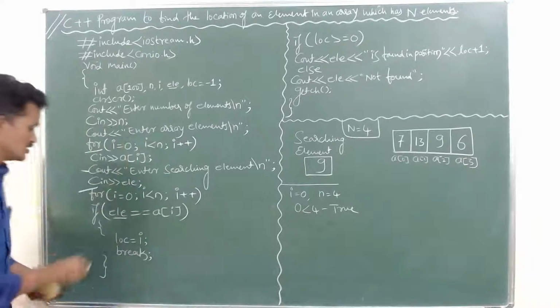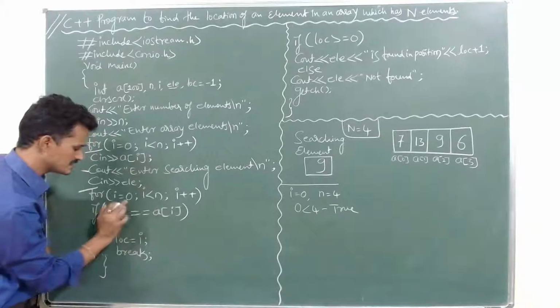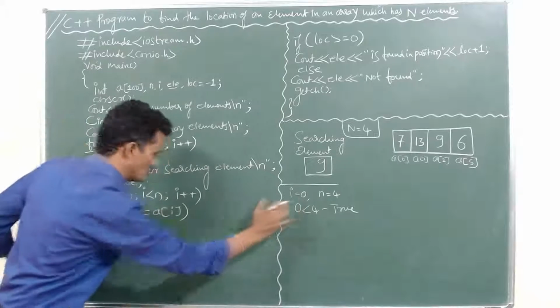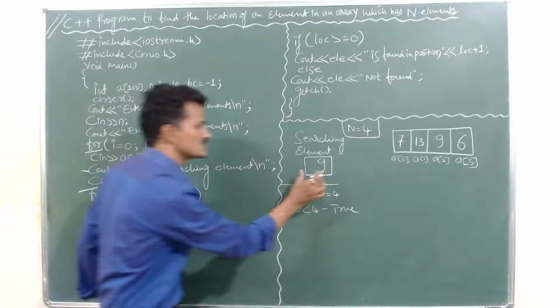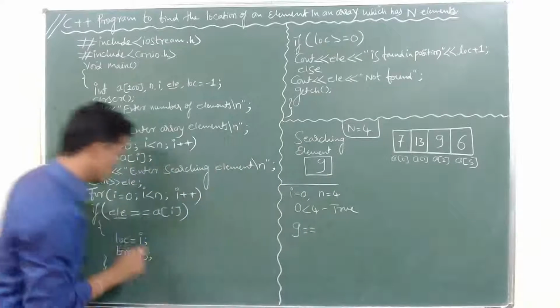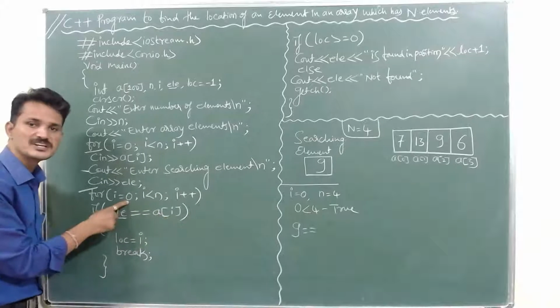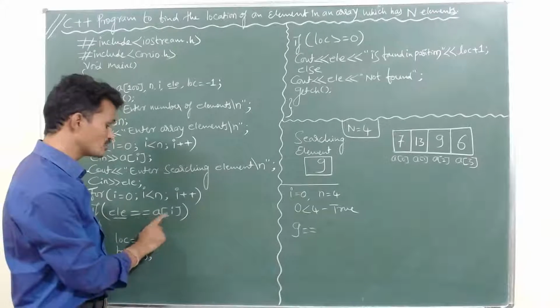Fine. So if element is equal to A of I. What is the value of I? 0. What is the value stored in the element? 9. 9 is equal to A of I. A of I means A of 0. What is the value stored in A of 0?